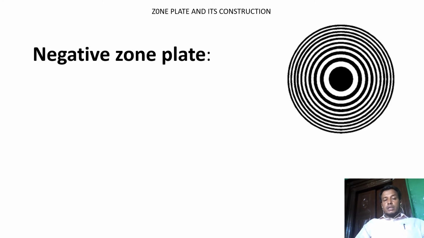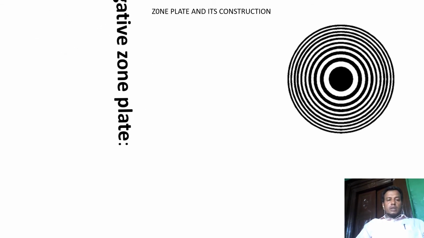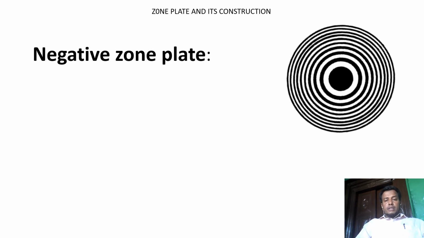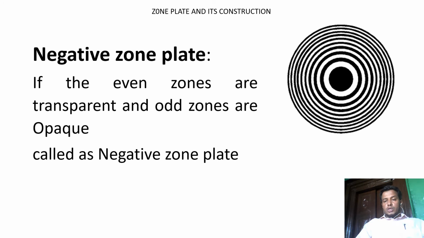Depending on this, we see two types: one is the negative zone plate and the other is the positive zone plate. What is a negative zone plate? It is a zone plate in which the even zones are transparent. See here, this is the center point, the Arago spot is there, the first one is black, the second one white is 2, black is 3, like this. So the even zones are transparent, meaning they allow light to pass through, and the black ones are opaque. So these plates are called negative zone plates.